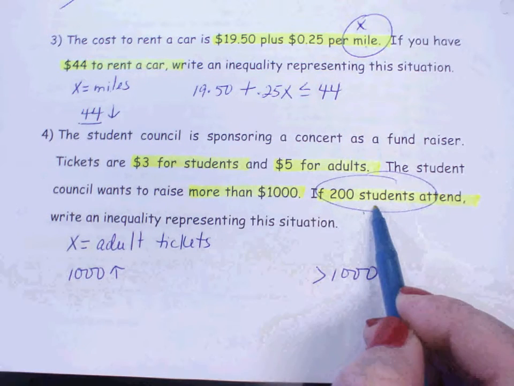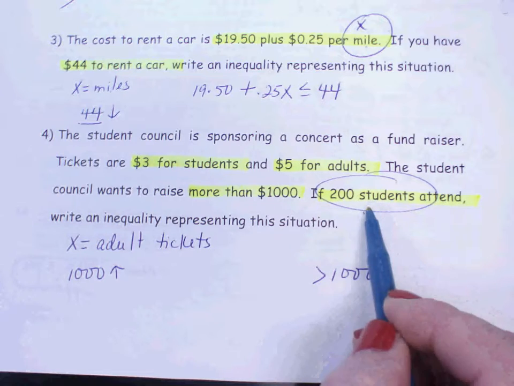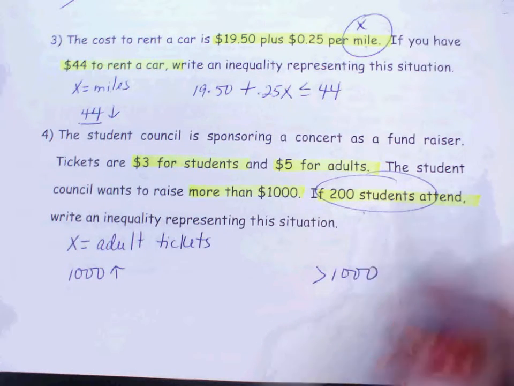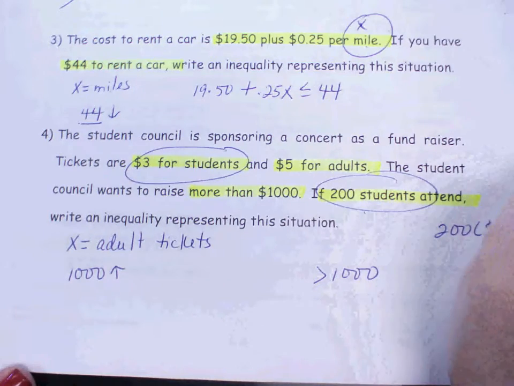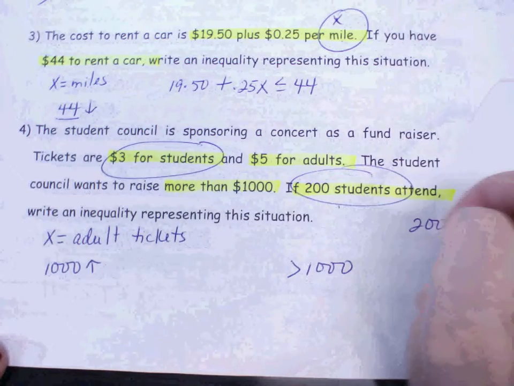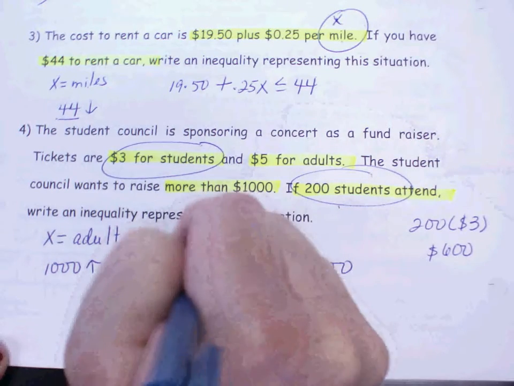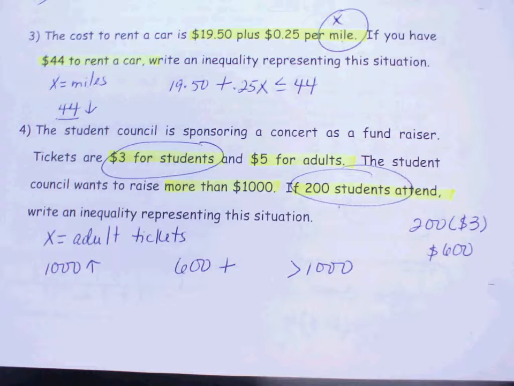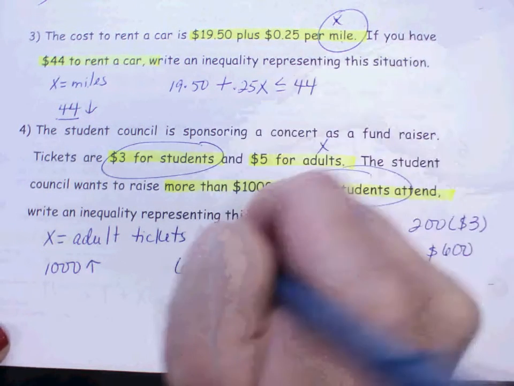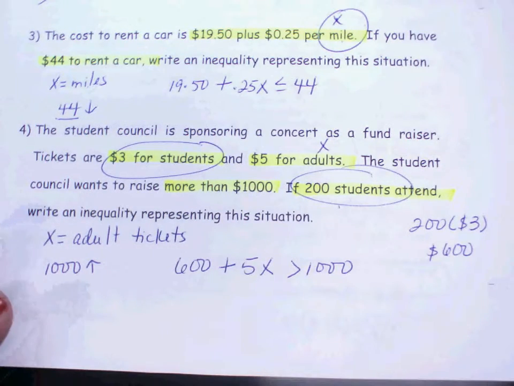Okay, let me ask the question again. 200 students go. Each ticket for students is how much money? 3. So how much money have they already raised? 600. It's 200 students times $3 per ticket. That would be how much? 600. So they already have 600. So they need to figure out how many adult tickets they need to sell. How much are the adult tickets? 5. Do you know how many adults will come? There you go, 5x. All right, put that in.